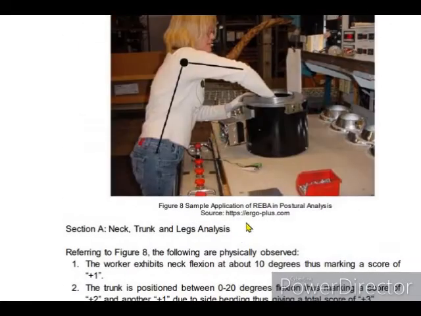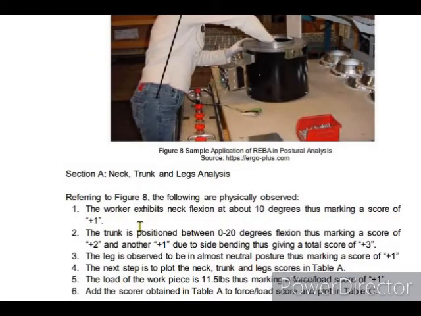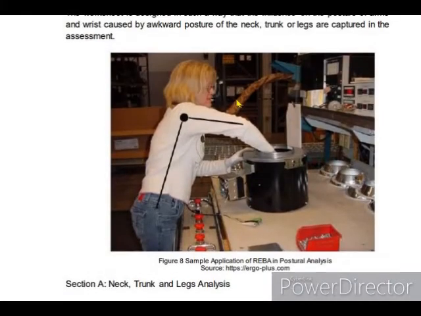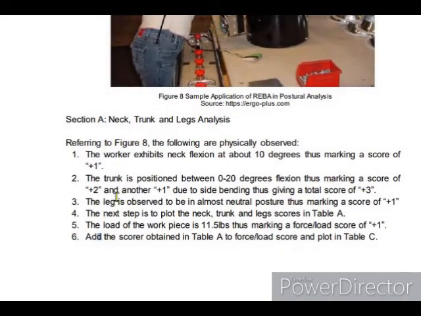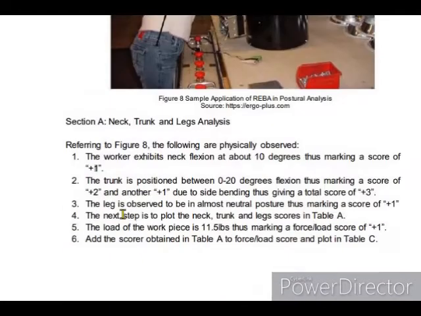So yan, sample application of REBA in postural analysis. So section A, yan, referring to figure 8, ito, figure. The following are physically observed. So, may mga na-observe dito. So, parang simple lang siya guys, no? Pero may mga ma-observe dyan. Tingnan nyo yung example. The worker exhibits neck flexion at about 10 degrees, thus marking a score of +1. So, 10 degrees lang naman guys yung neck, kaya +1.